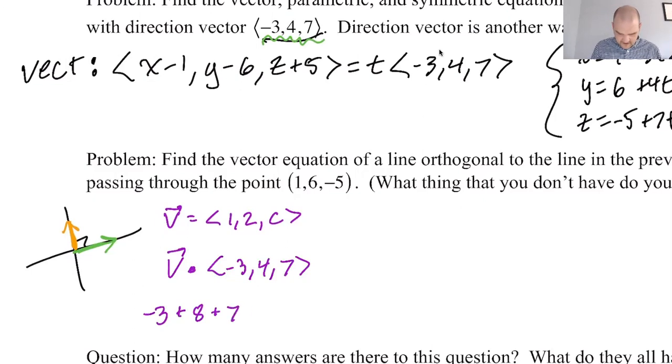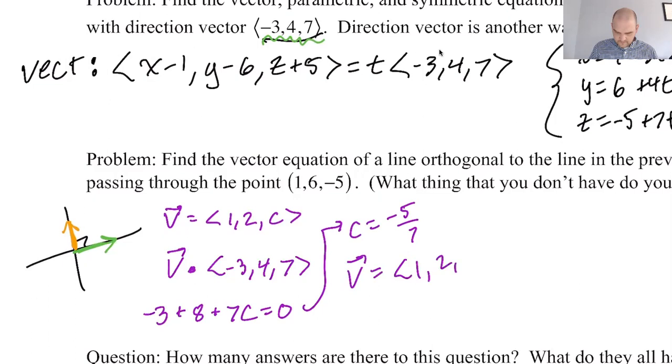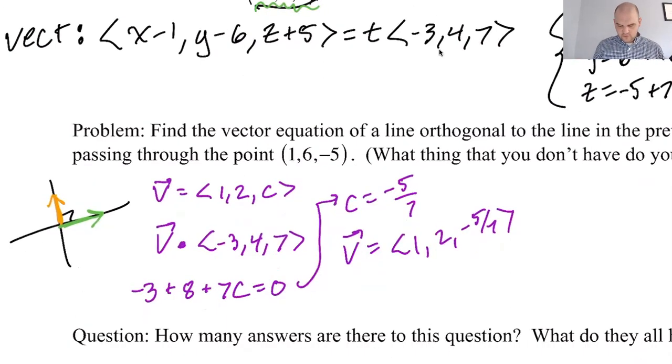And then 7C equals 0. So I get -5 over 7. So that C is -5 over 7. So my vector would be 1, 2, -5 over 7. Nobody wants to use that vector though, right? Because of the over 7 part.